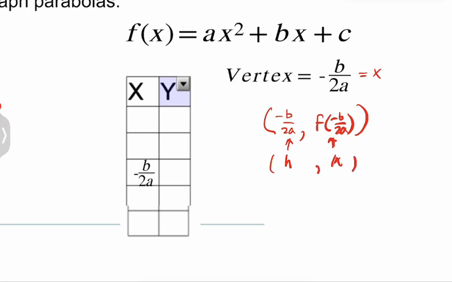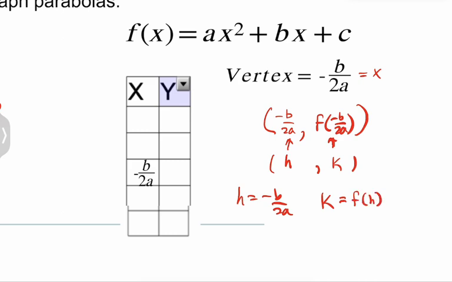Usually they will notate this as h and k. That will go with some notation we do later on. So h is negative b over 2a, and k is the function at negative b over 2a. So you just stick h in.